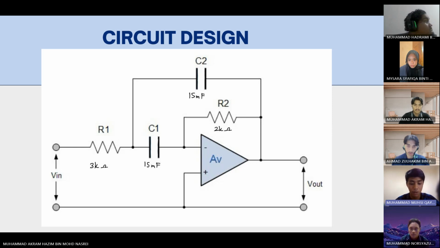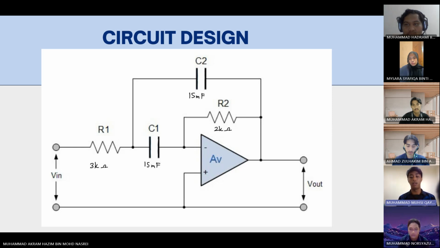The cutoff frequency of the high pass filter can be calculated using the formula fc = 1 over 2 pi RC. If you calculate using this formula, you get 3.54 Hertz. It means that signals below 3.54 Hertz are significantly attenuated. For example, if a signal contains frequencies of 1 Hertz, 10 Hertz, and 100 Hertz, only 10 and 100 Hertz will pass through this stage, while 1 Hertz will be blocked.